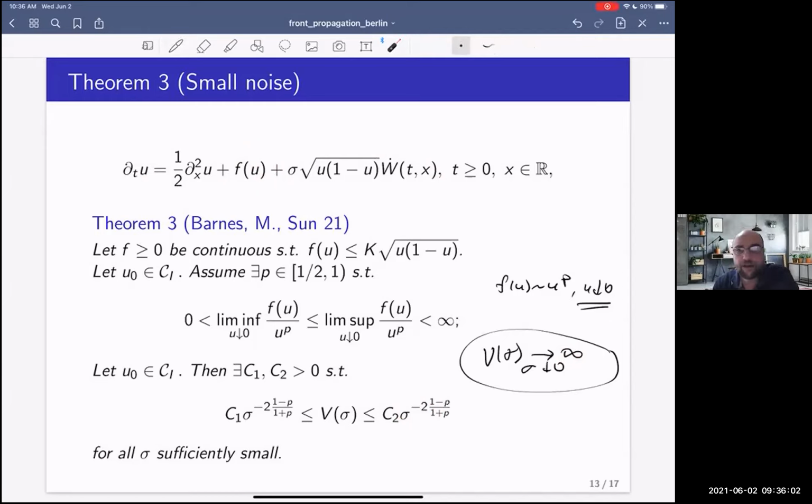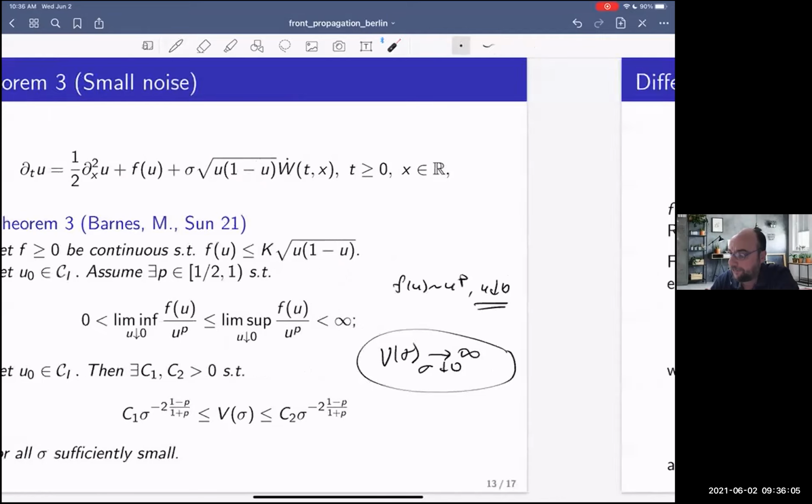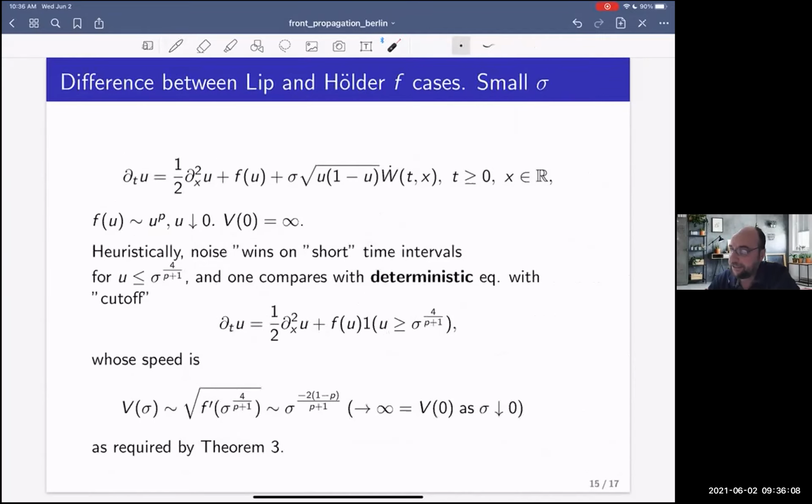And I have a couple of minutes, and the only thing I want to say is how one can think heuristically about this result. Again, one can get that this noise term beats this non-Lipschitz drift whenever u is small. And how small you should be: smaller than sigma to some positive power. I don't get to this. It's not a very difficult heuristic argument to show why this should be the power.